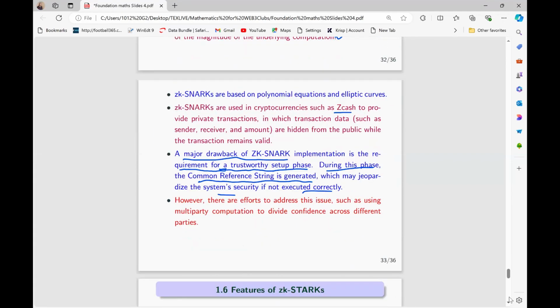So in fact, I've put it here, and I've said, however, there are efforts to address this issue, such as using multi-party computation to divide confidence across different parties. So there's modern cryptography, of course, and the use of blockchain, and there are efforts to reduce the impact of that disadvantage.